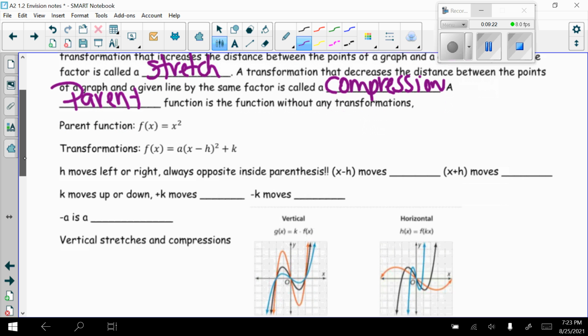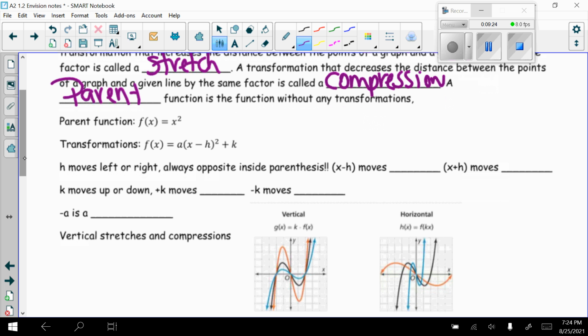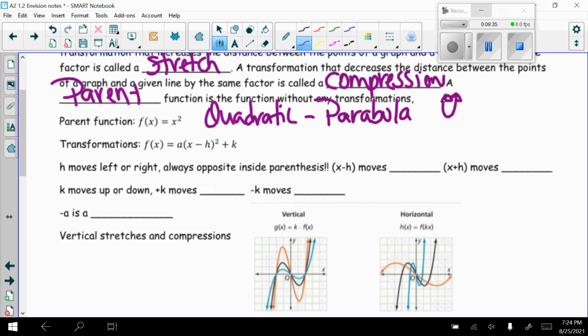So we're going to look at our parent function f of x equals x squared. This is a quadratic. When we graph it, that's our parabola, which is a U shape. Transformations that we can have: f of x equals a times parentheses x minus h quantity squared plus k. The h inside parentheses moves it left or right. Anything inside parentheses is always opposite when it comes out. So x minus h moves to the right.